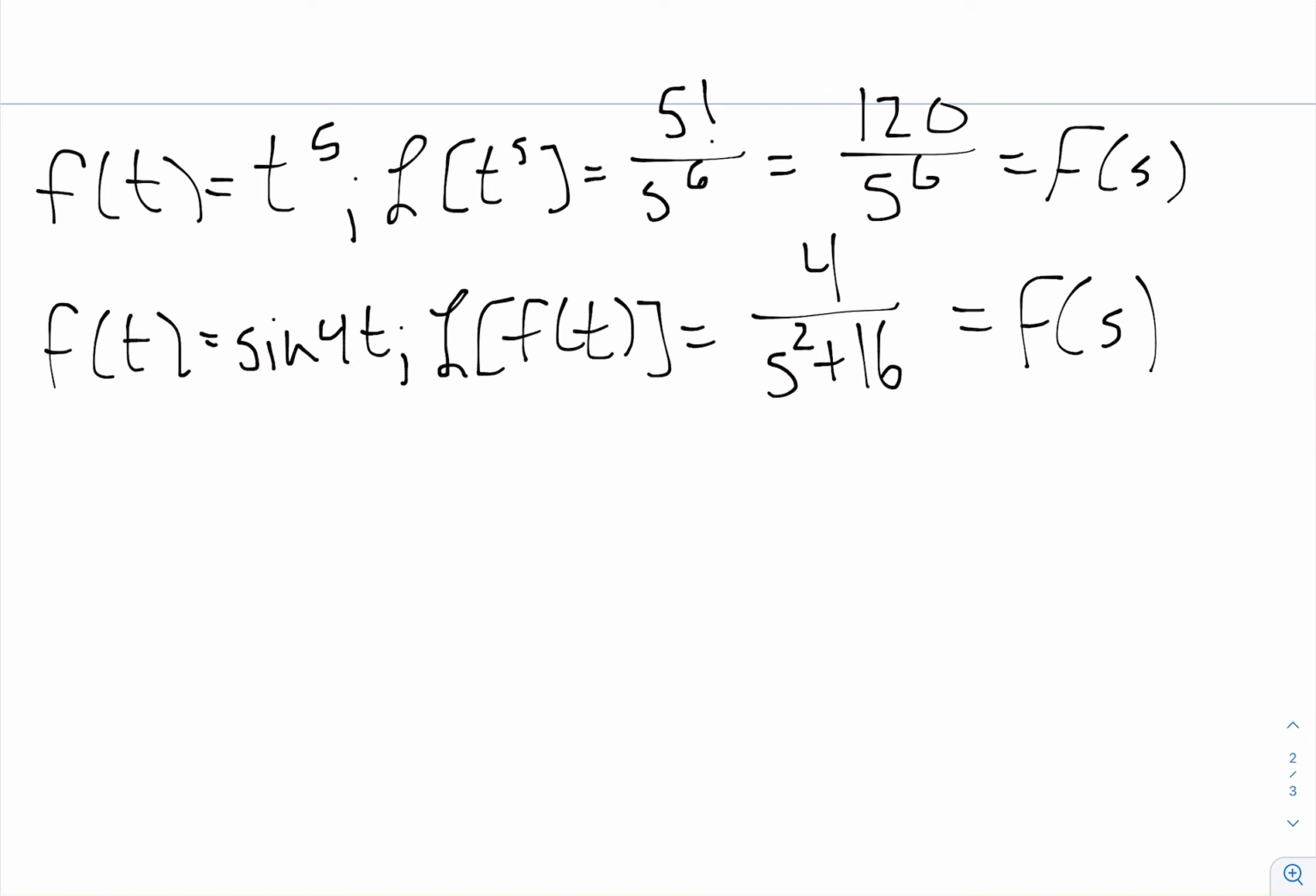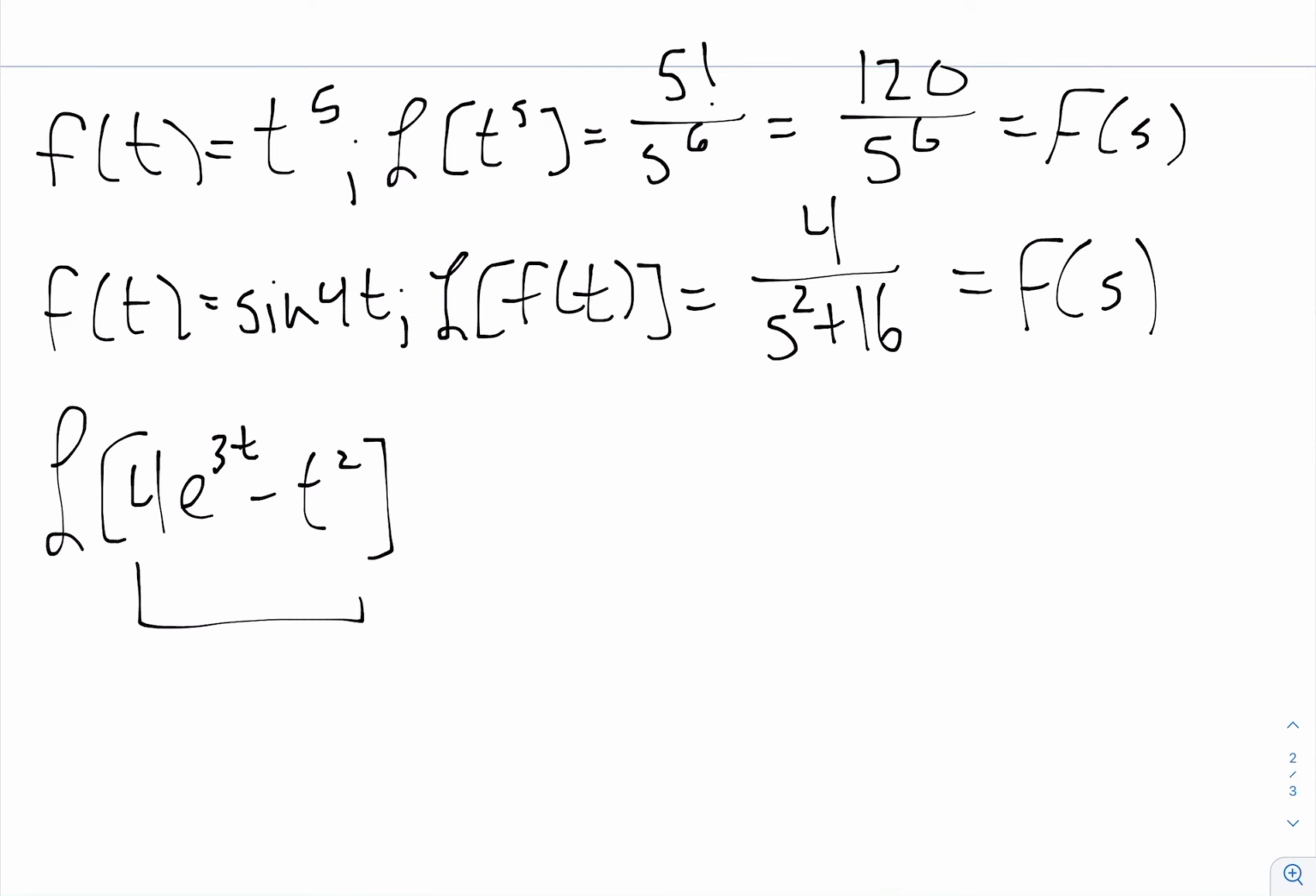Okay, let's say we're trying to apply the Laplace transform on 4e to the 3t minus t squared. These are all just random functions that I'm coming up with literally on the fly. But this is an exponential minus a polynomial. Remember, this is the same as the Laplace transform of e to the 3t minus the Laplace transform of t squared. So I'm going to break this up.